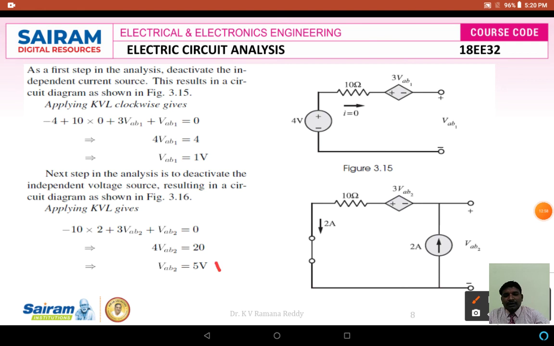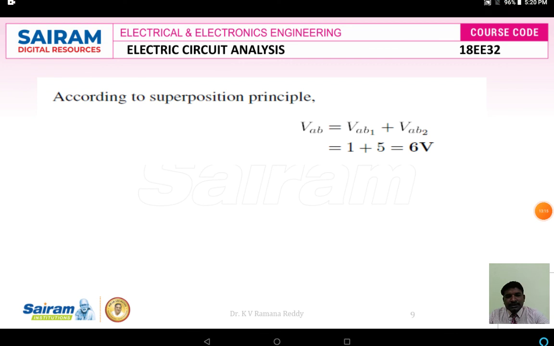So in case 1, VAB1 is equal to 1 volt. In case 2, it is 5 volts. The algebraic sum of these two responses is equal to the overall response, that is VAB. Therefore, the overall answer is 1 plus 5 volts, that is 6 volts.